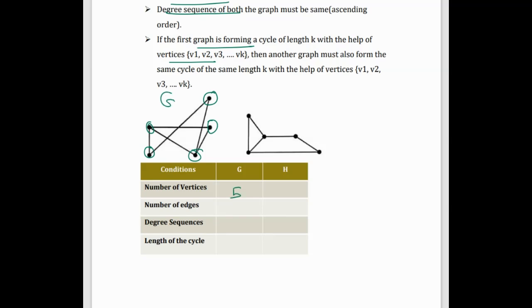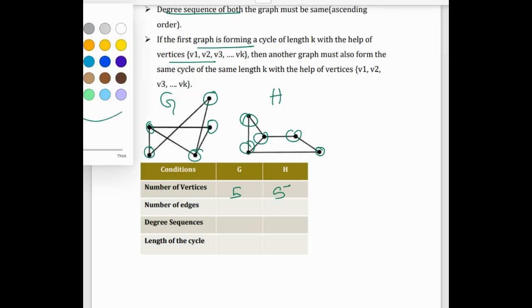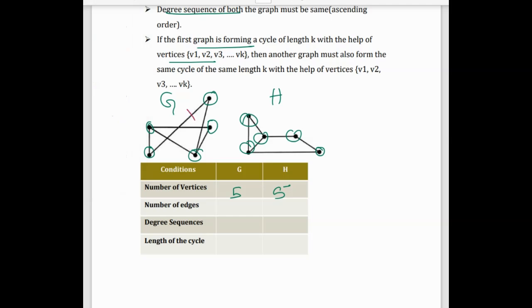Let me call this G and let me call this H. In H, how many points do we have? 1, 2, 3, 4, 5. Even here we have 5. Then we go for the next one. We will check how many lines we have, that is edges. 1, 2, 3, 4, 5, 6. So we have 6 here, and here 1, 2, 3, 4, 5, 6. Even this is 6.